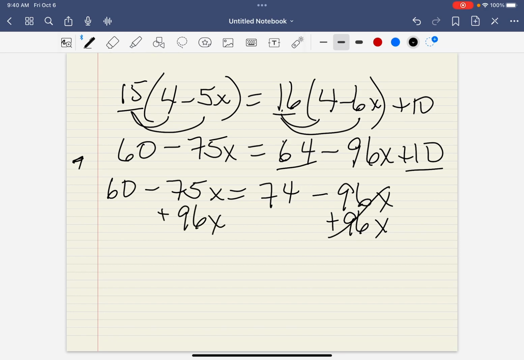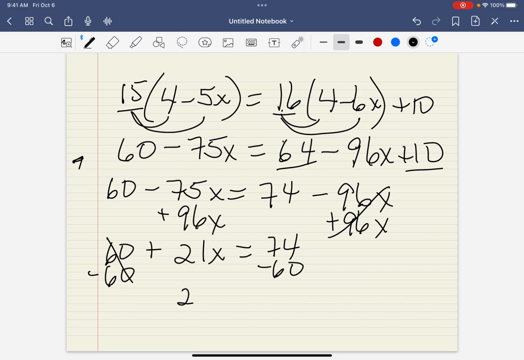So it goes away there, and we have 60 plus 21x equals 74. And then we need to get rid of the 60, so subtract 60. 21x is equal to 14.